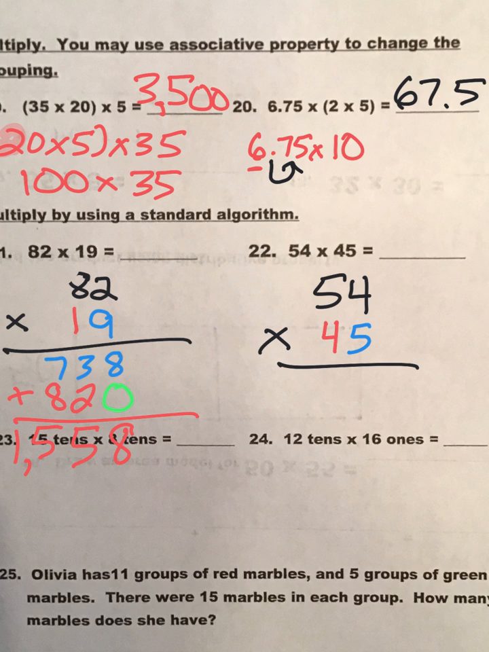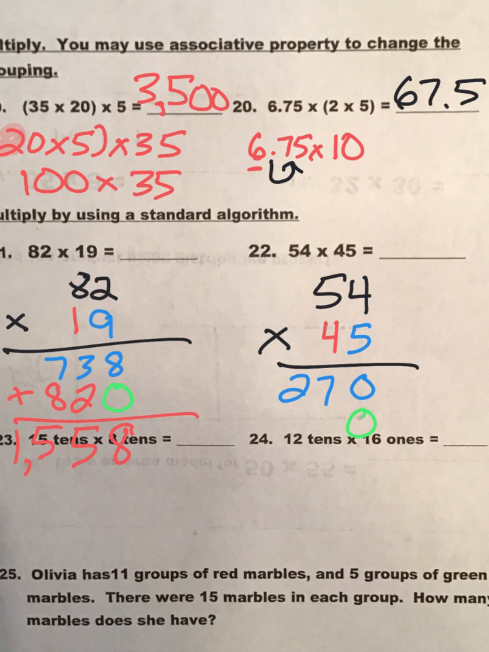5 times 4 is 20, so we write down our 0 and regroup our 2. 5 times 5 would then be 25 plus the 2 I regrouped, again, is 27. I'm going to erase that number that I regrouped, that 2, before I go on. And I'm also going to put a placeholder 0 right here because the 4 that we are about to multiply by is really a 40.